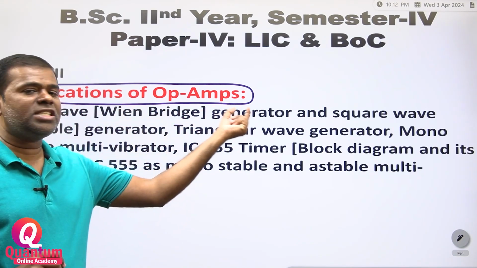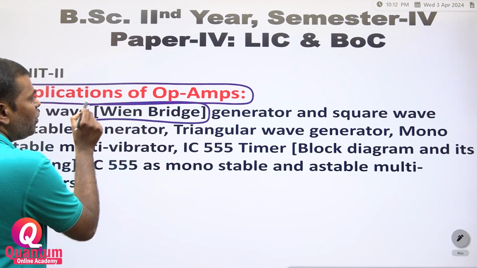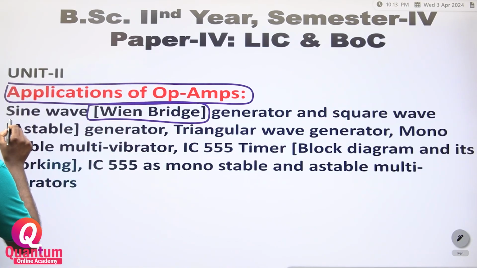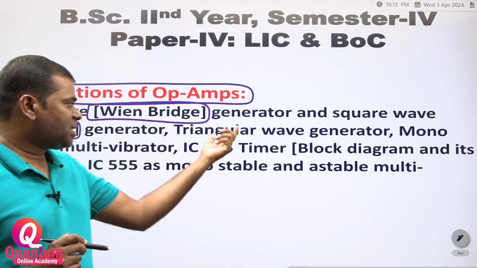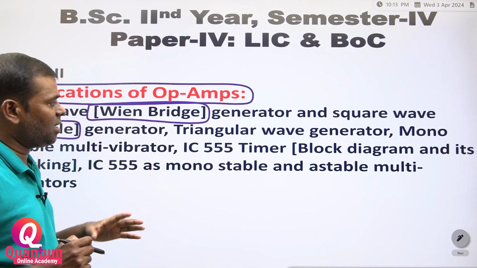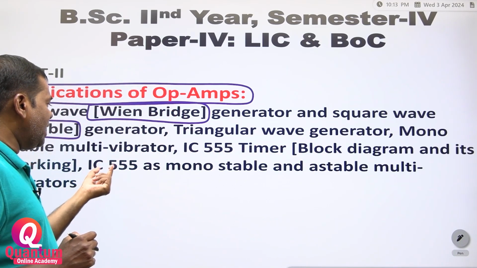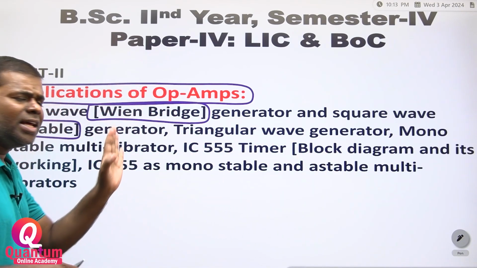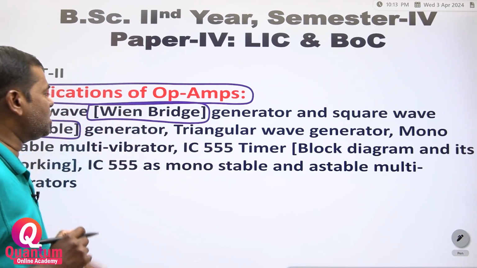Sine wave generator is a Wien bridge op-amp. Next, square wave generator, which we call astable. Next, triangular wave generator, monostable multivibrator, IC 555 block diagram and its working, and IC 555 as monostable and astable multivibrator. It's very simple. In the second unit itself, 5 questions are there.